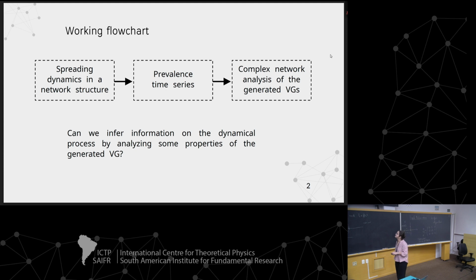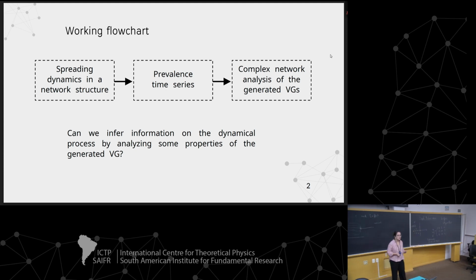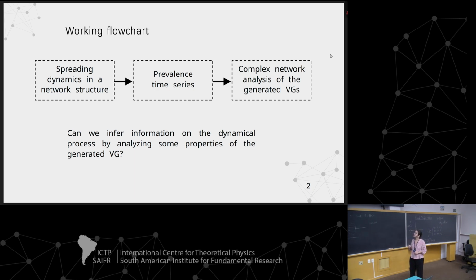So just to emphasize something, when I start talking about my results, I will talk about two kinds of networks: the one in which the dynamic process is evolving, right here, and the visibility graphs, right? And the research question is something like this. Can I get information on the original network and the original process just by looking at the visibility graphs that I generate? Right? This is the research question.